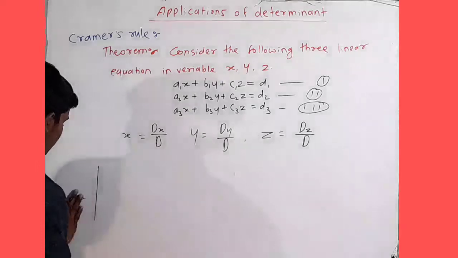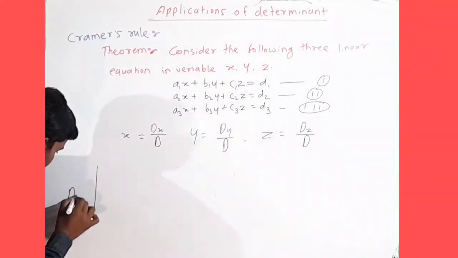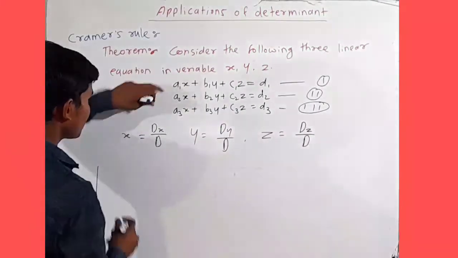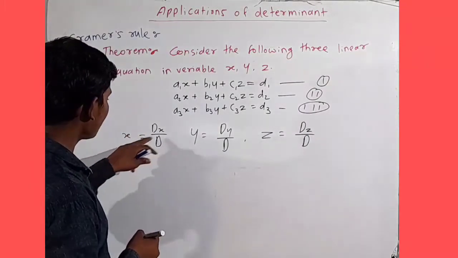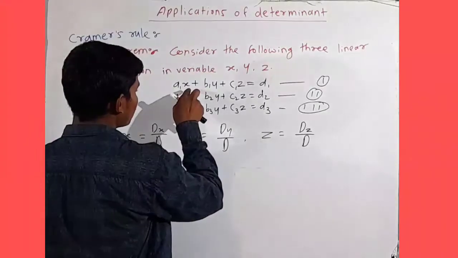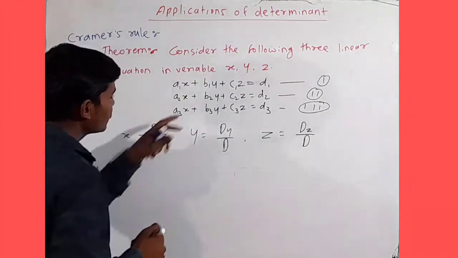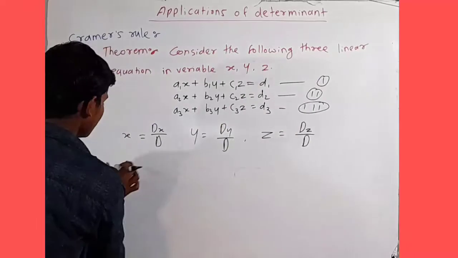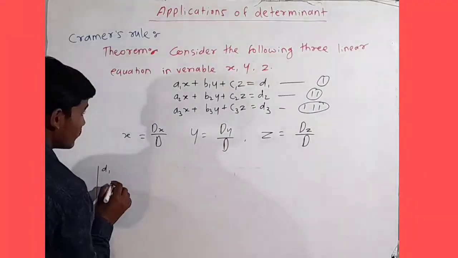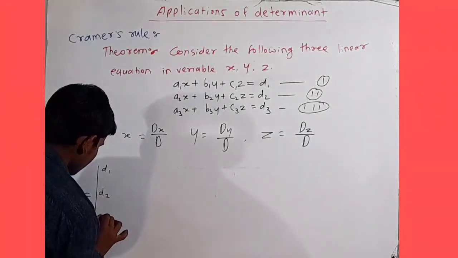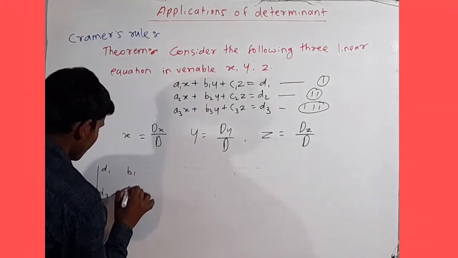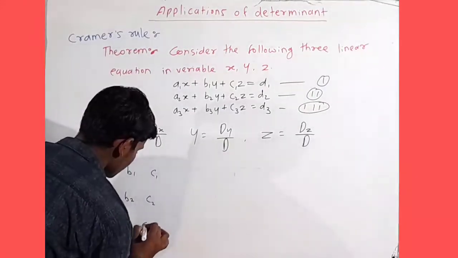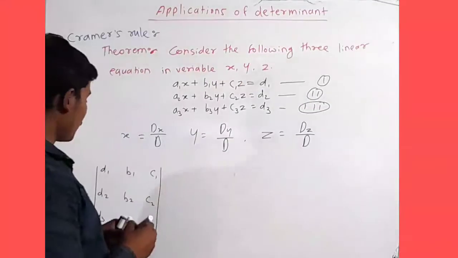dx. While finding the value of dx, we have to replace the x column and start from here, and we write d1 first, that is d1, d2, d3, b1, b2, b3, c1, c2, c3. This is the value of dx.